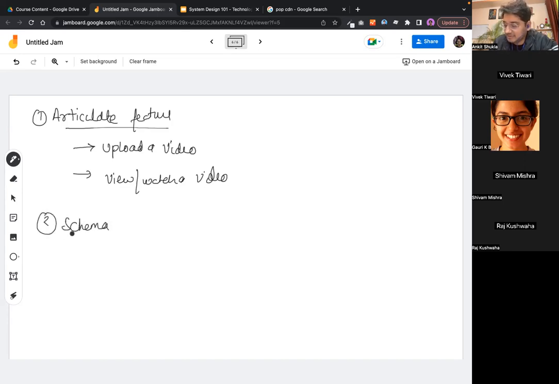schema. So can anyone tell me what could be the schema or what could be the tables over here? Maybe file type. Tell me the name of the table first. So video could be the name of the table, or maybe video properties. Video, okay. We'll correct it.